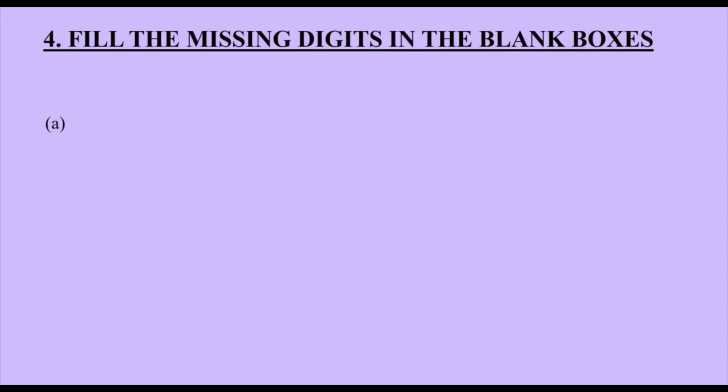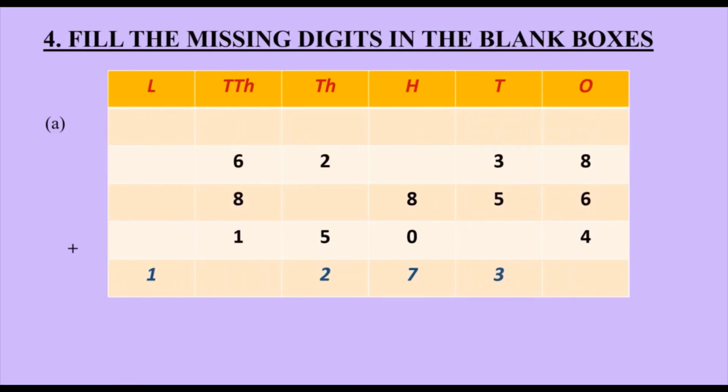Fill the missing digits in the blank boxes. So here, let's begin from the ones place. 8 plus 6 plus 4, that is 18. So we write 8 in the answer box and 1 in hand, which we carry to the tens place. Now here, 5 plus 3 plus 1 is 9 and we have 3 in the answer box, which means 13. So 13 minus 9 is 4. So 4 is the missing digit.